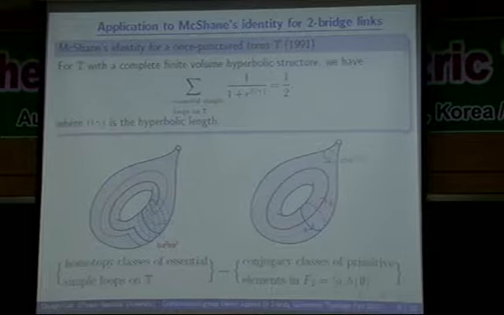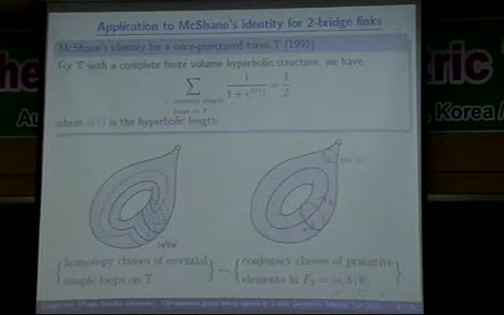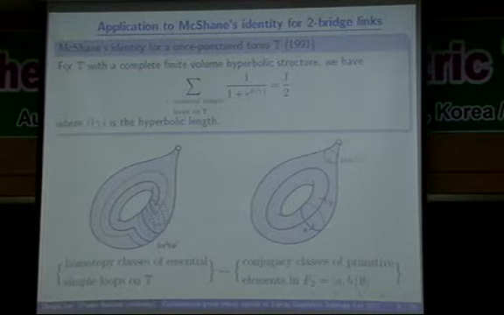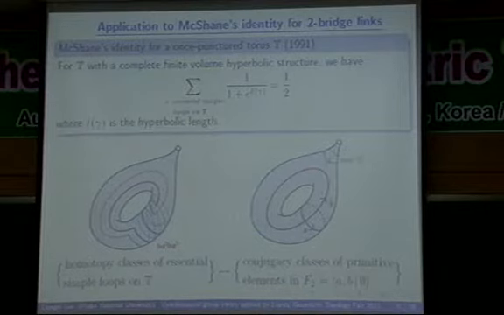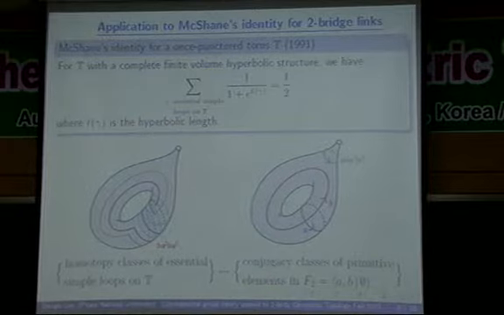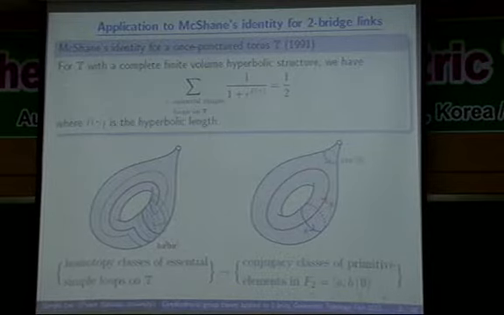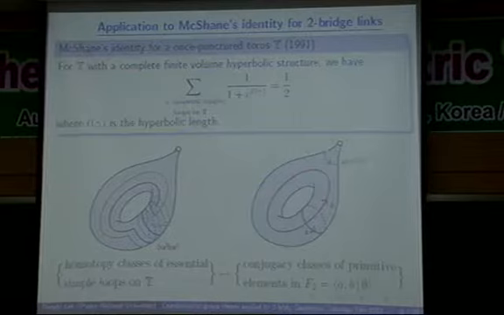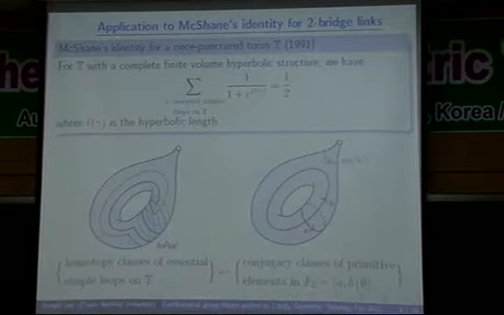And here's another application, a nice application to a variation of Bowditch's identity for two-bridge links. In 1991, McShane announced the following amazing identity, which is about the sum of hyperbolic lengths of all essential simple loops on a once-punctured torus. Here's the theorem. For a once-punctured torus T with a complete finite volume hyperbolic structure, we have this identity.